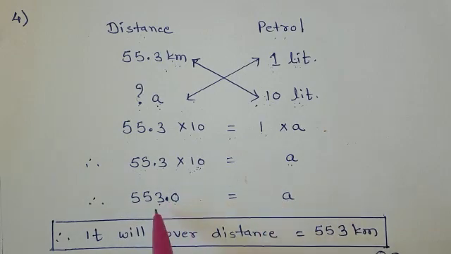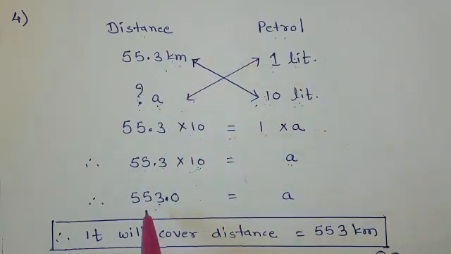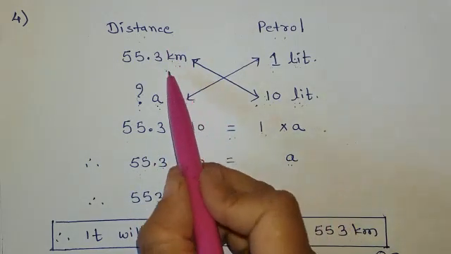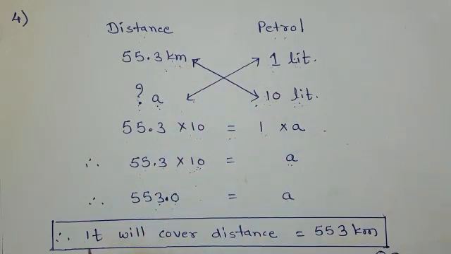So this is the answer of A. What is A? A is the distance. So the unit will come kilometer, because here the distance is given in kilometer. So my final answer is, it will cover distance is equal to 553 kilometer.